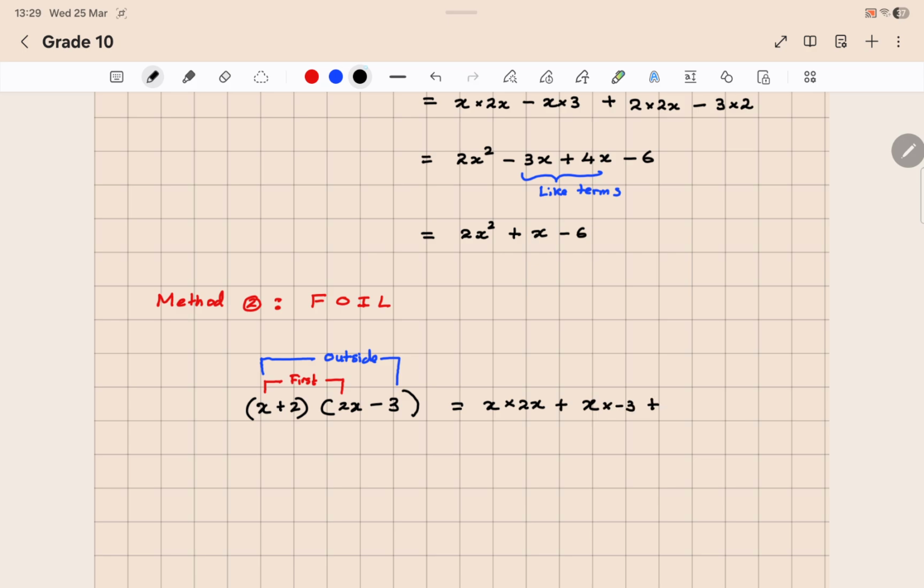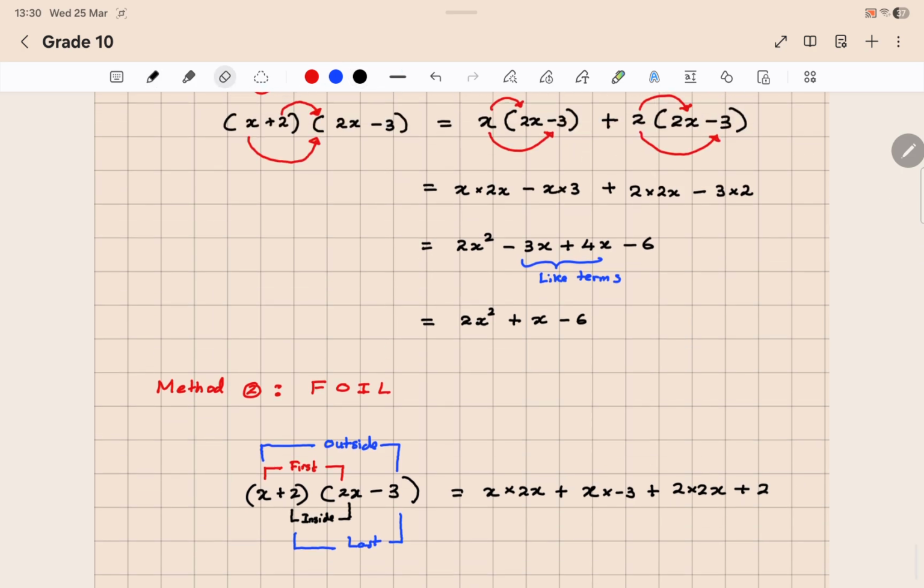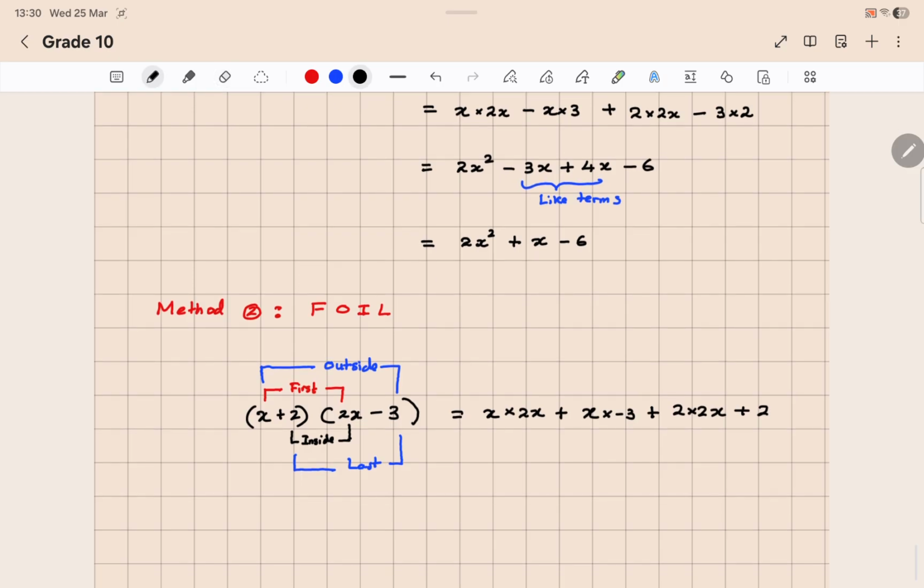So then the next type is I. I means inside. These two inside terms. 2 into 2x. Then finally L means the last terms. So 2 and minus 3. So basically we are doing the same thing as we did earlier, but this one you can do it in one line.